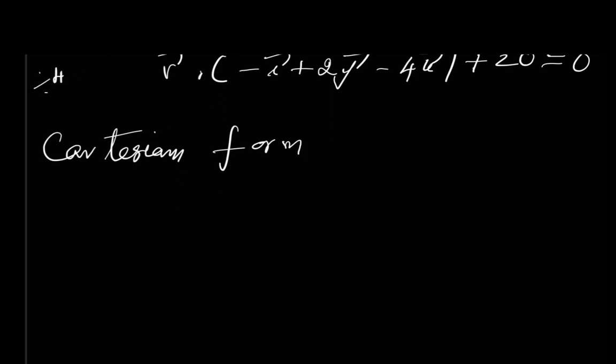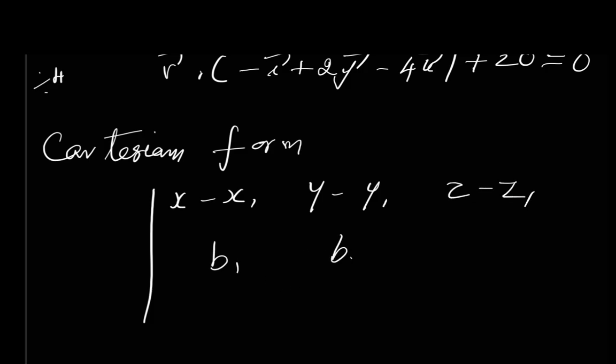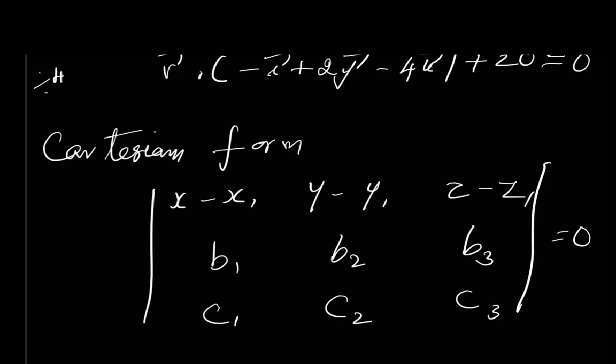For Cartesian form, you have to take x minus x1, y minus y1, z minus z1, then b1, b2, b3, c1, c2, c3 is equal to 0. So you have to simplify this.